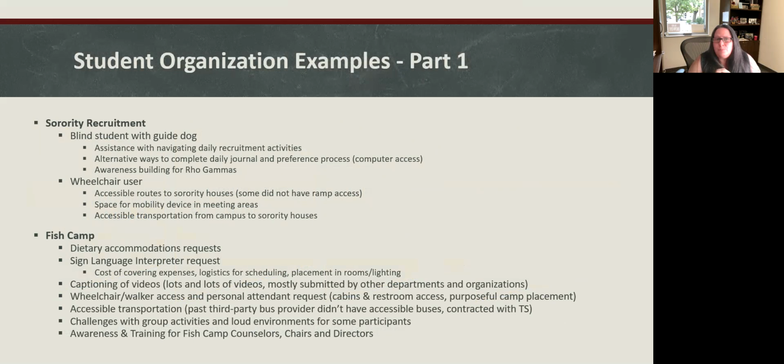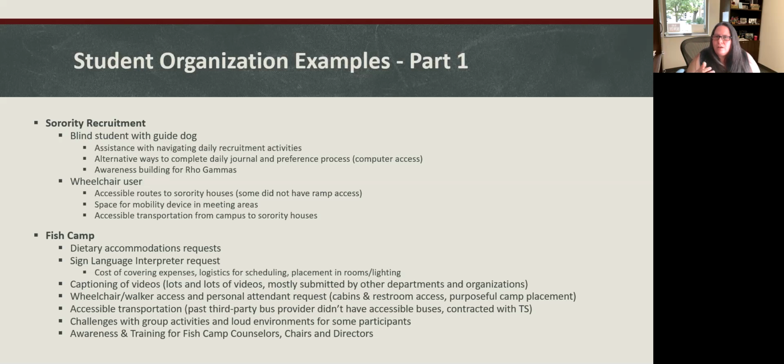So we had a legally blind student with a guide dog going through sorority recruitment. I don't know if many of you know what sorority recruitment looks like, but traditionally, the sorority houses are on campus, they get bused from campus to the sorority houses, and they go to multiple events per day over multiple days. Then they come back to campus and have a preference night, where they have to fill out a preference form on that last night.